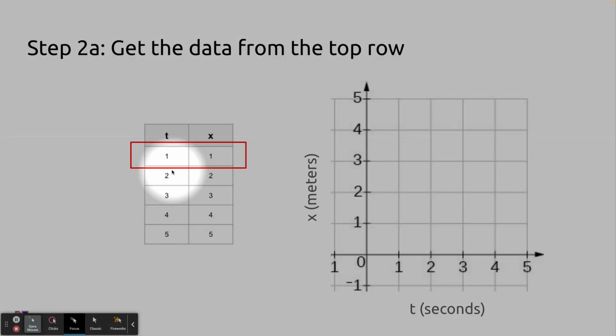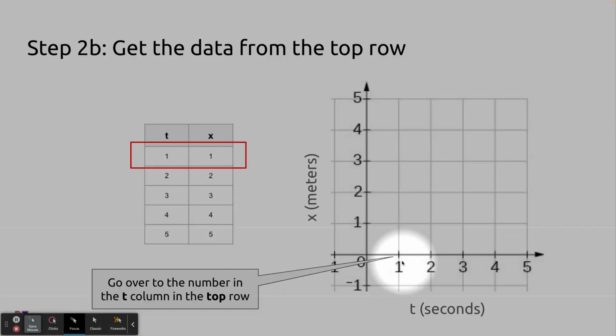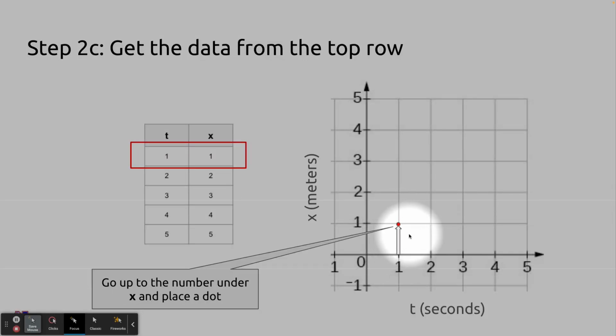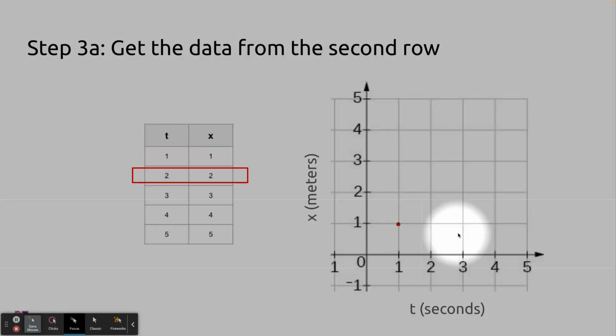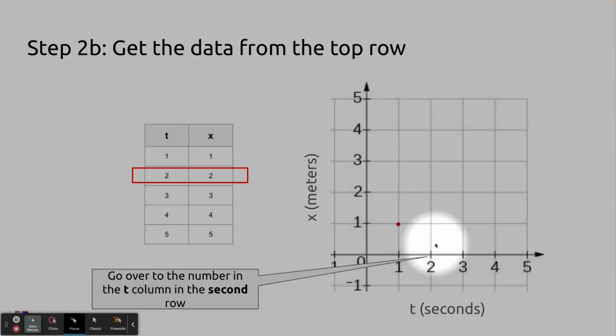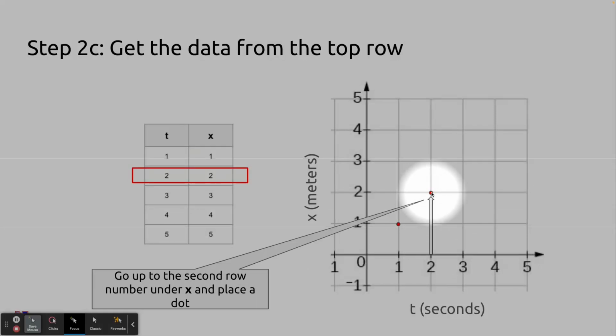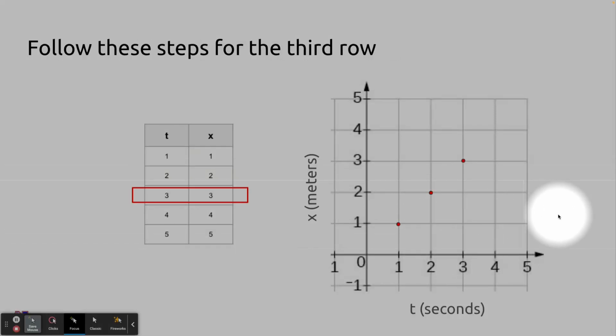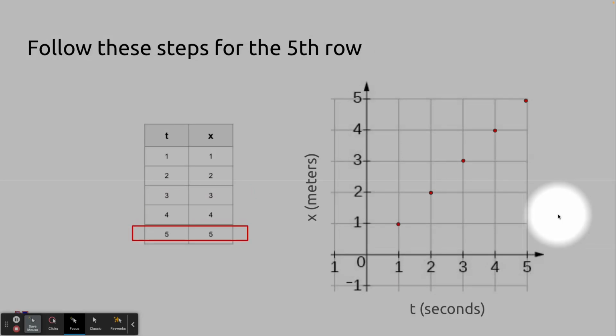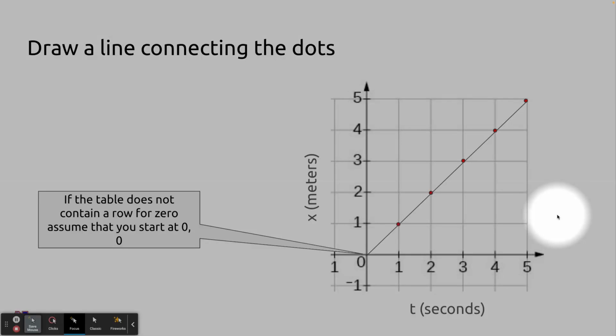So we get the data from the top row and we go over to 1, and then we go up to 1 and we make a dot. Then we go to the second row, we go up to here and make a dot. And we just keep doing that row by row till we've got all our dots. And then when we have the dots, we draw a line. And that's how we make these graphs when we're given data. That's how you read them too, but this is how we make them.